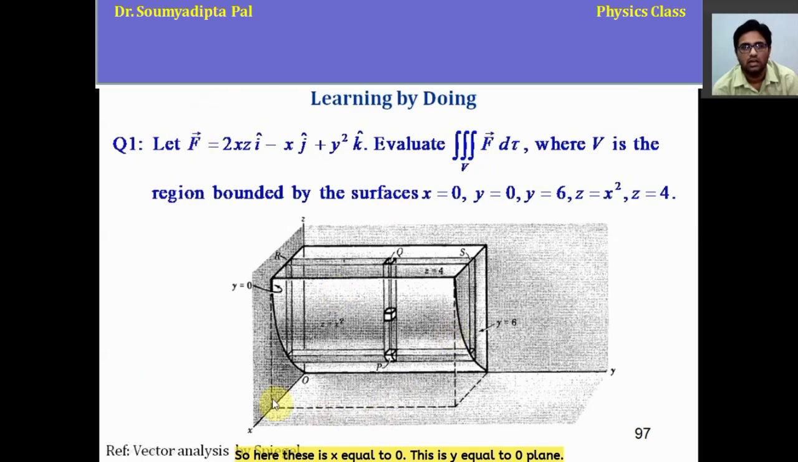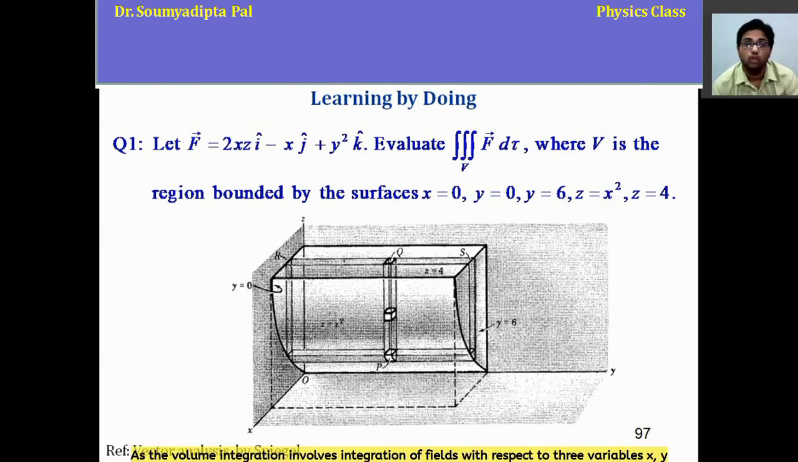So here this is x equal to 0, this is the y equal to 0 plane, this is y equal to 6, and this is z equal to x square, this curved surface, and the top one is z equal to 4. Okay. Now let's discuss the different steps to understand the limits of the variables involved in the integration.